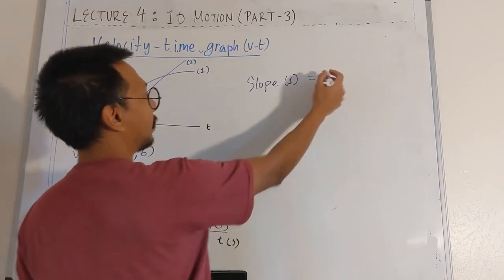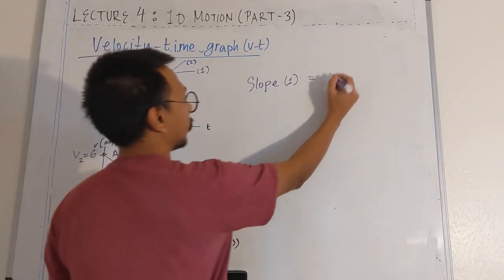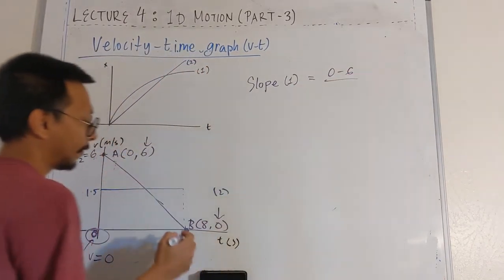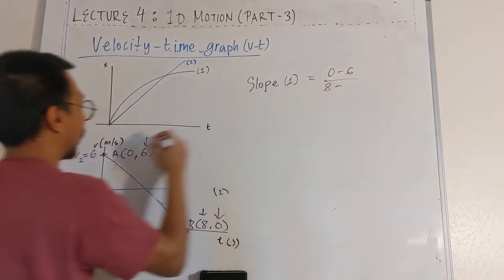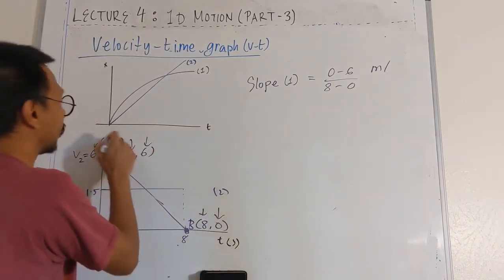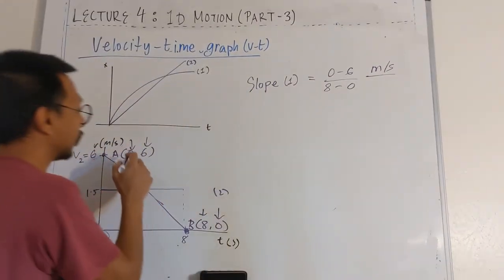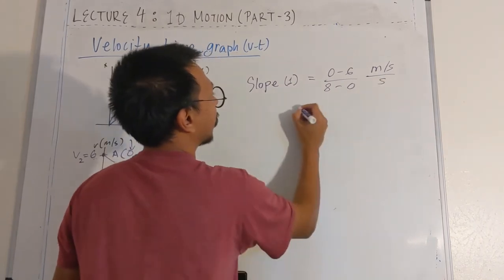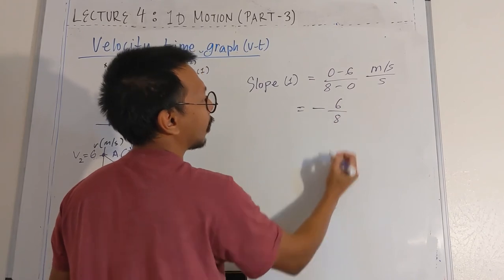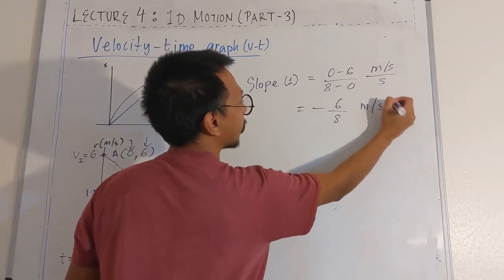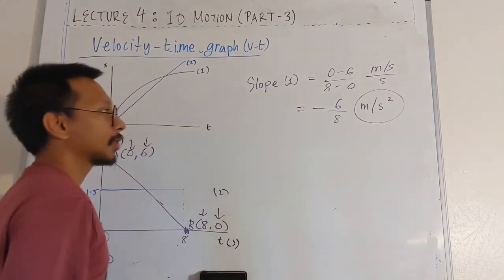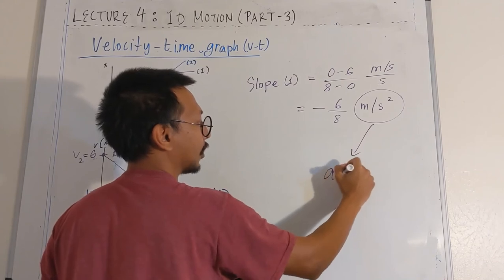So the slope would be yb minus ya, yb is 0, minus ya is 6, over xb is 8, minus xa is 0. And the units would be, in the y-axis we have units of meters per second, and on the x-axis we have units of second. So we end up with 0 minus 6 is a minus 6 over 8, and the units become meters per second squared. The most important thing to realize, first of all, meters per second squared, what does that represent? Acceleration.